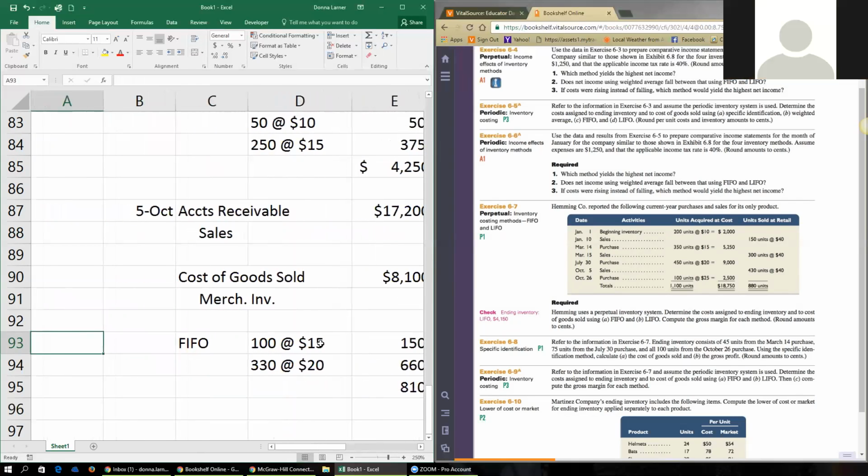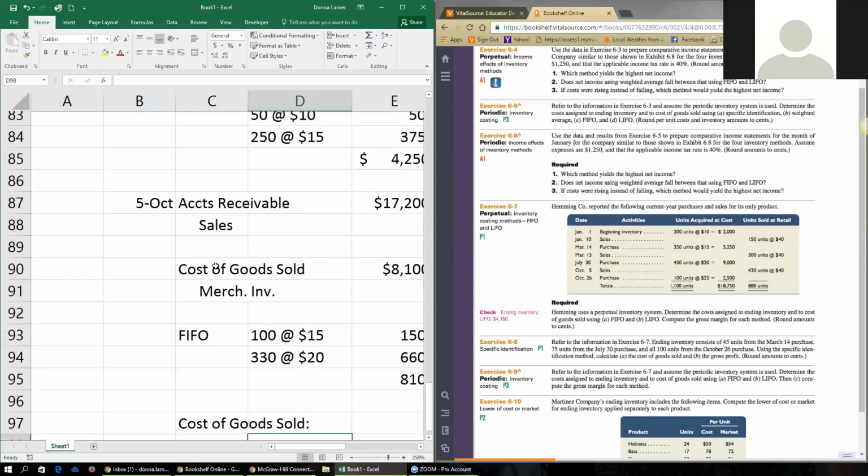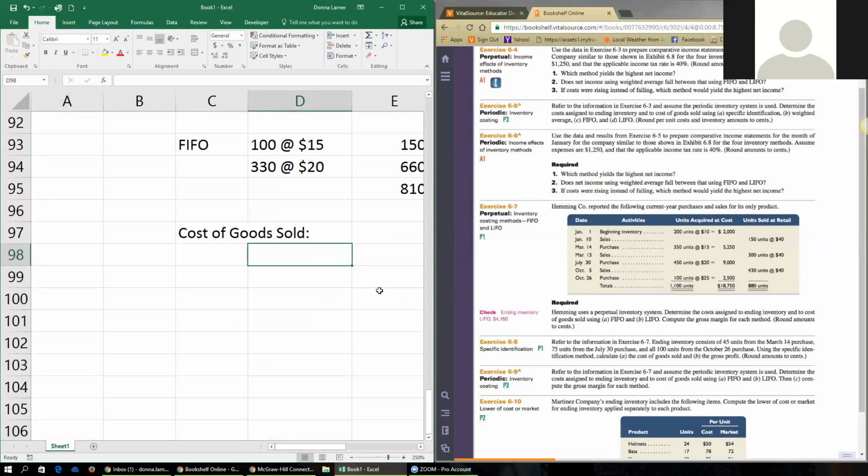And they probably won't be making the journal entries as much in these story problems as just determining the cost of goods sold. So to answer the question, what is the cost of goods sold? You would have to take the cost of goods sold from each of the sales. So we'd go back up and say on our very first sale, it was $1,500, then it was $4,250, then it was $8,100. So $1,500, $4,250, and $8,100. So our cost of goods sold is $13,850.